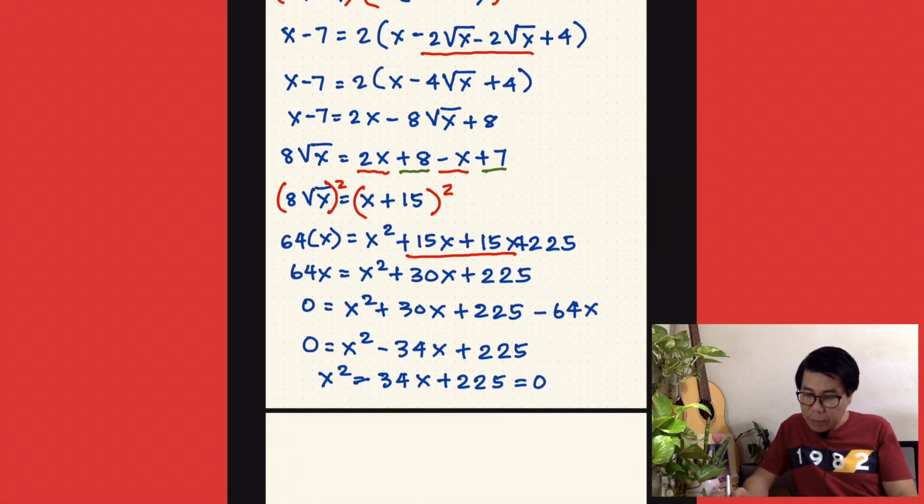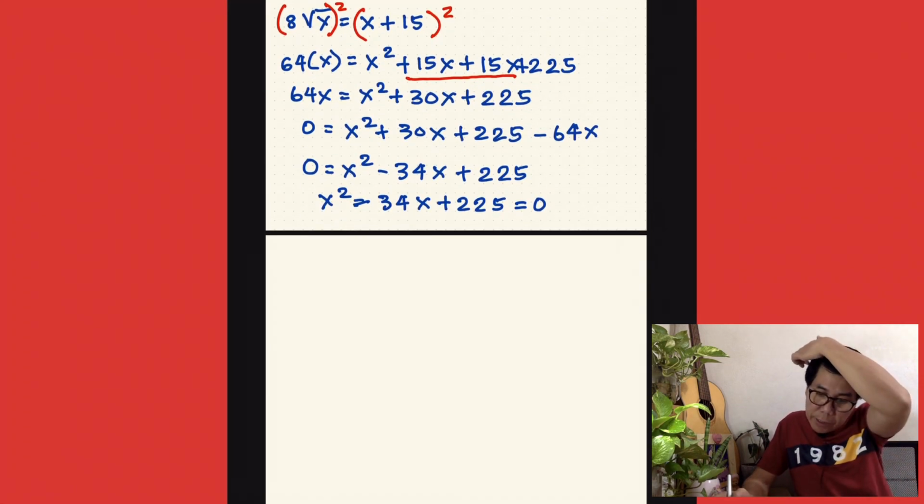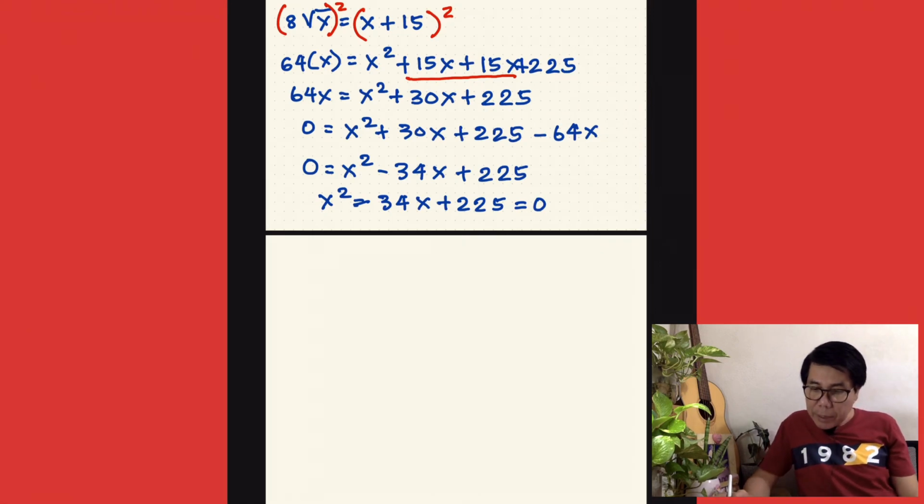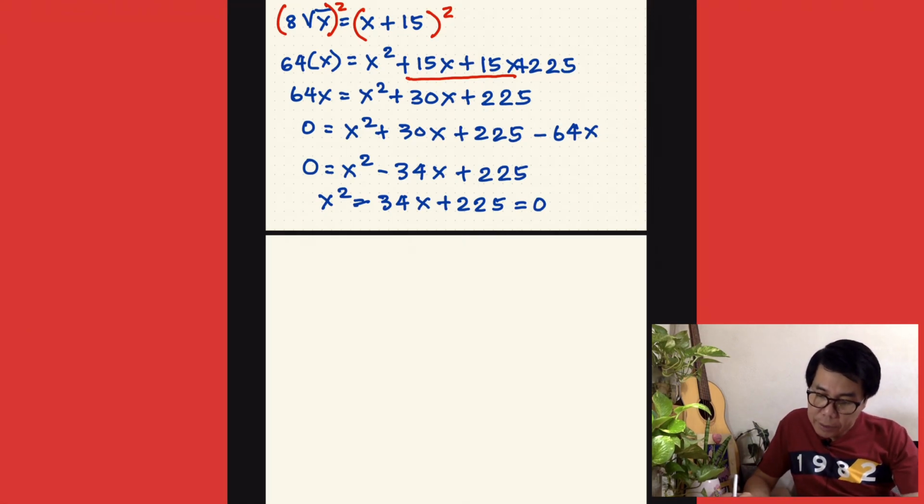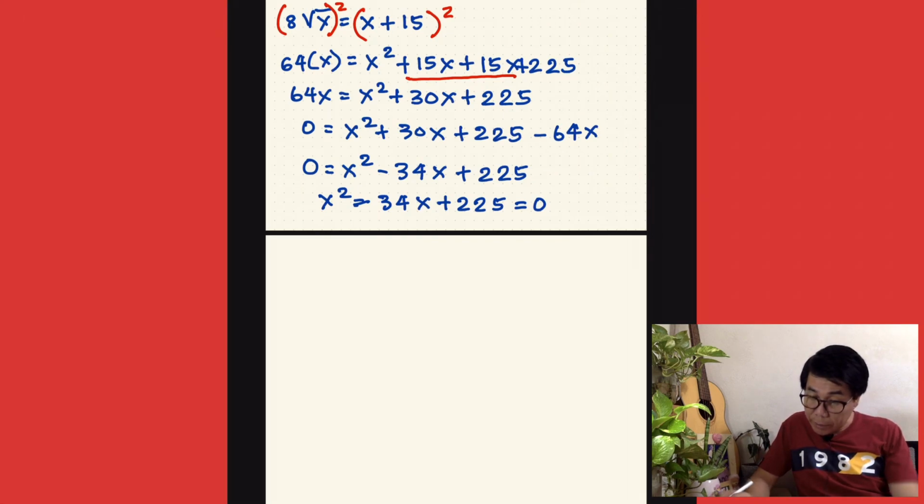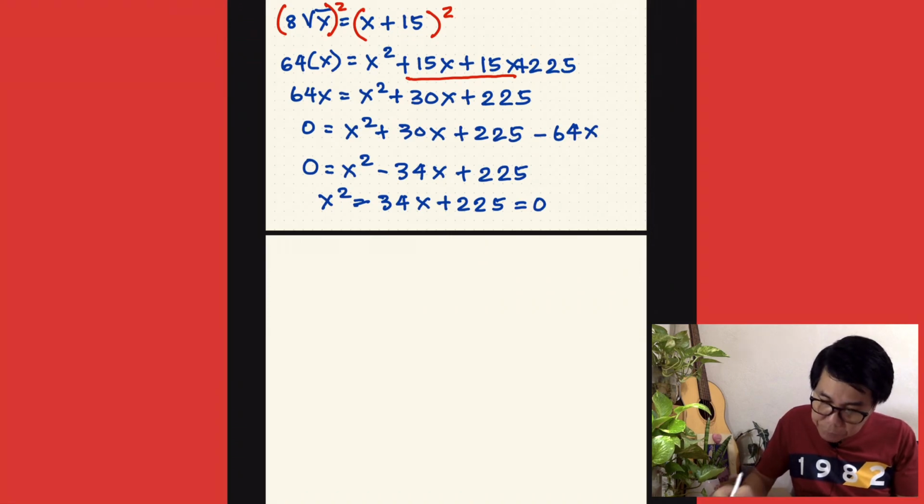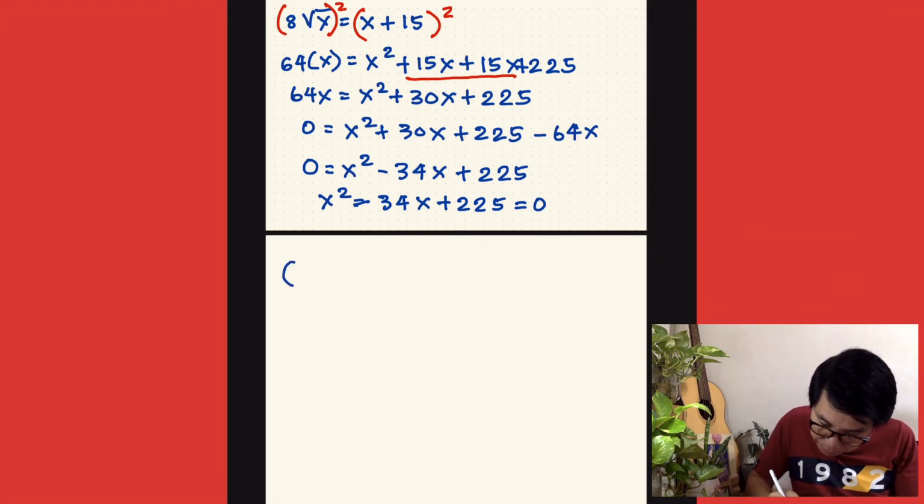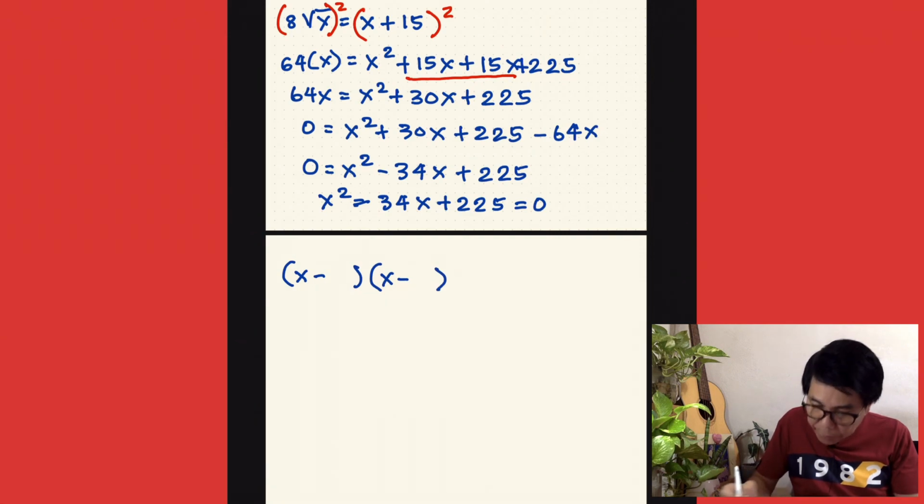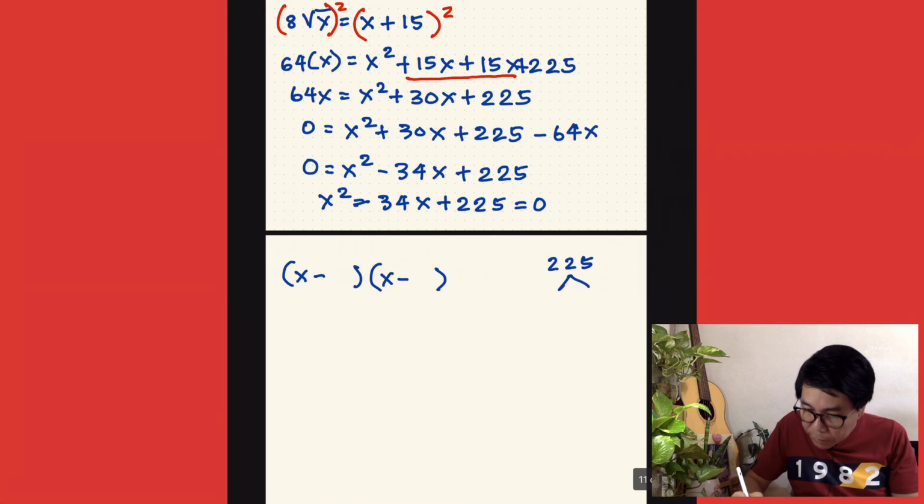Now we have to factorize again. So x squared minus 34x plus 225. We need two numbers that multiply together to get 225, and when you add, it must be 34. So in other words, we have here again x minus in both sides, x minus. Now, 225 we have to factorize.